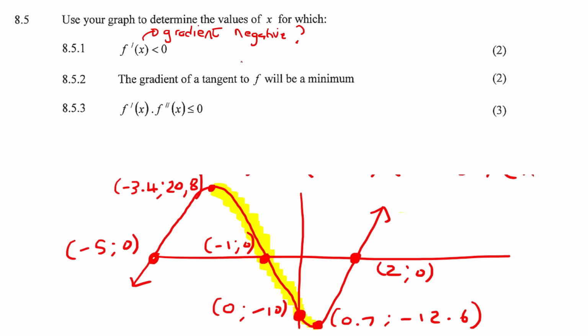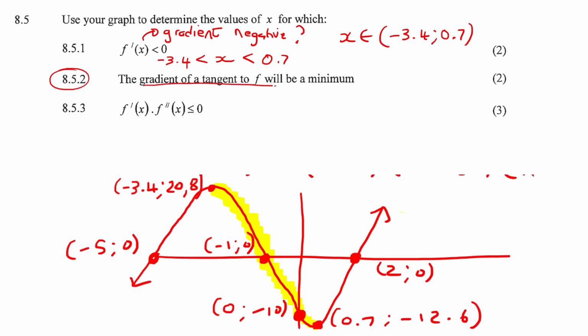Okay, so to write the answer, I'll show you using set builder notation and interval notation. You could say that x is bigger than minus 3.4, which is this part, but smaller than this turning point, which is at 0.7. If you wanted to use interval notation, you could say x is an element of the interval from negative 3.4 up to 0.7. Now, this question says, where is the gradient of a tangent a minimum? I've seen them ask this question a few times now.